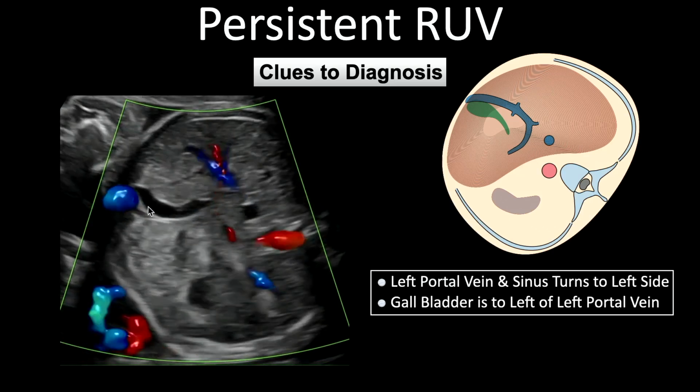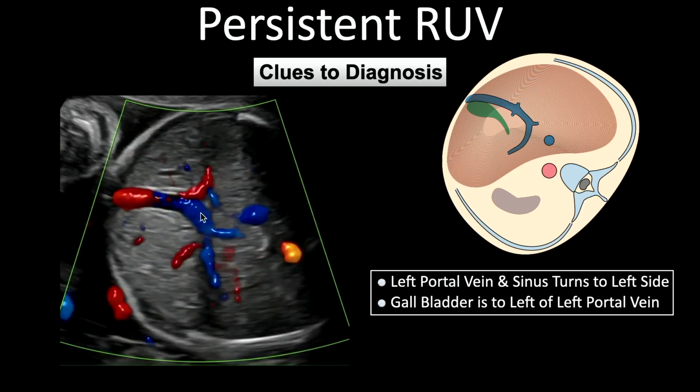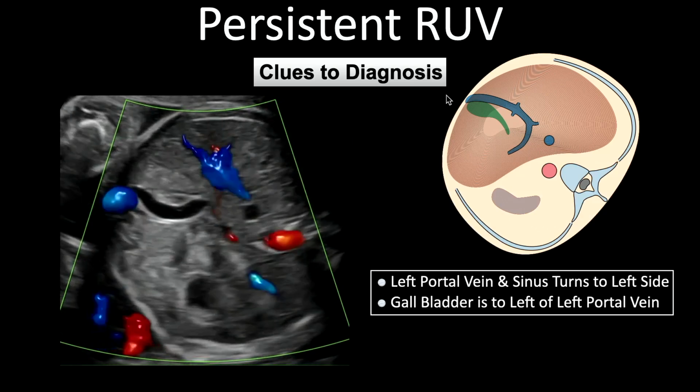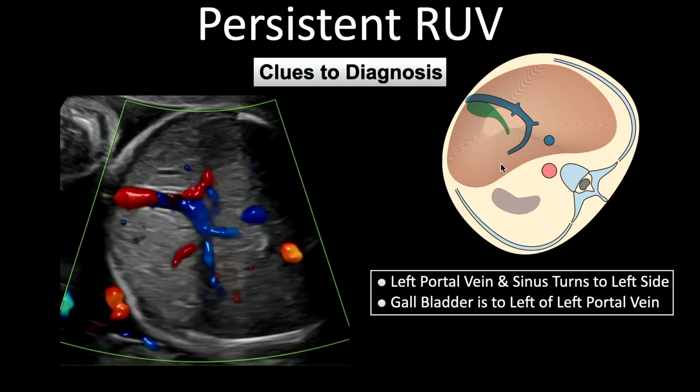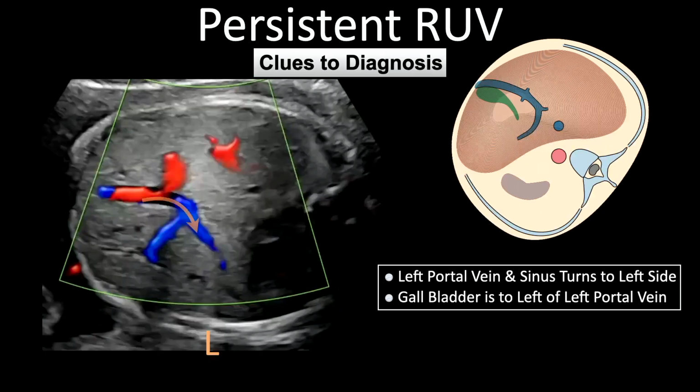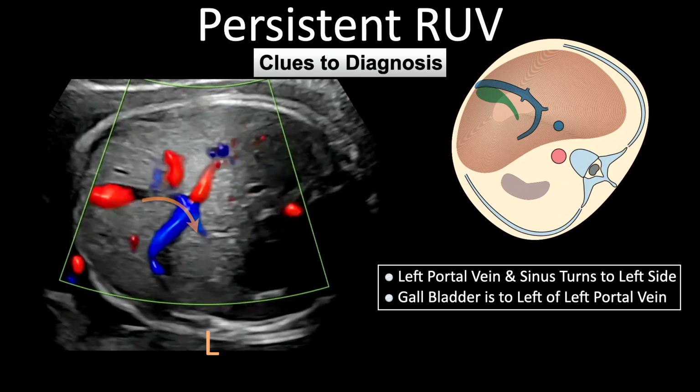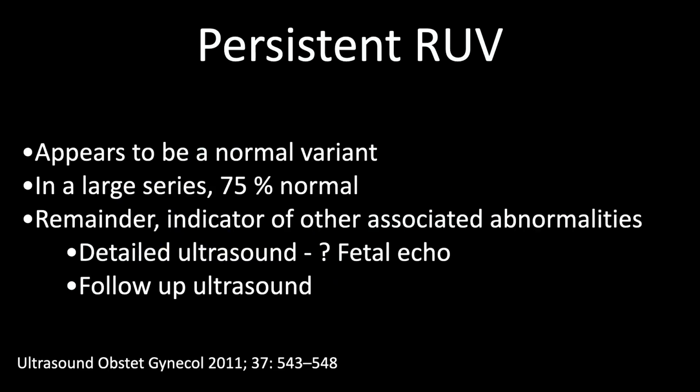And typically the gallbladder is seen to the left of this left portal vein. And you see in the schematic drawing also the abnormal curvature. So here's another example right here. These are typically normal variants if everything else is normal. So typically we do a detailed ultrasound. If there are no other associated findings, we consider them a normal variant, maybe a follow-up ultrasound for growth in the third trimester.